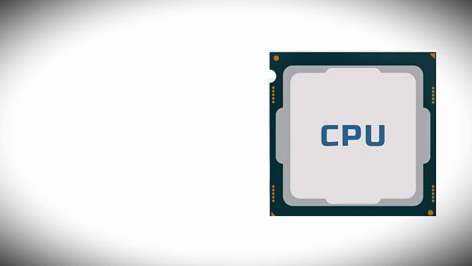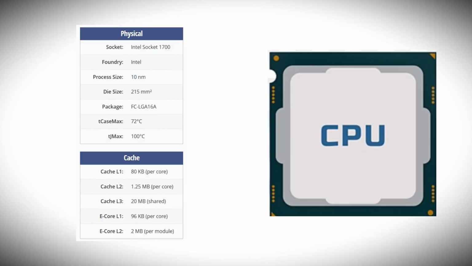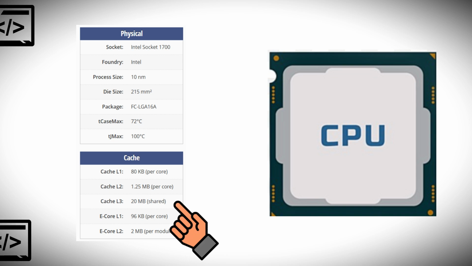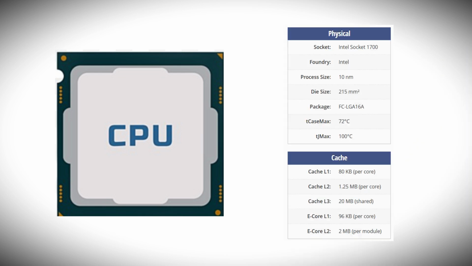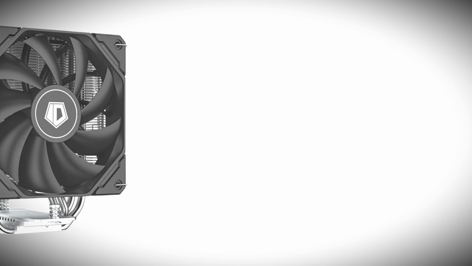The CPU also includes a small, fast storage area called cache, used for data that needs instant access. Transistors generate heat due to electrical resistance, which is why the processor needs to stay within a safe operating temperature. To maintain that temperature, a cooler is required.